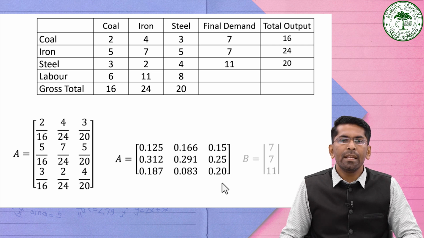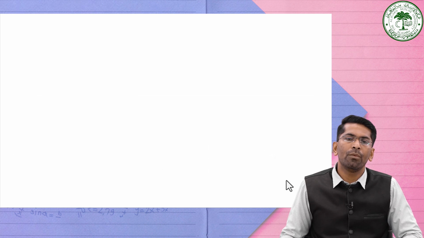After finding the technical coefficient matrix, we also write here the demand vector, that is B, the final demand vector, that is 7, 7 and 11. We denote this as B, though sometimes it is also written as D. So it is 7, 7, 11, the final demand vector.